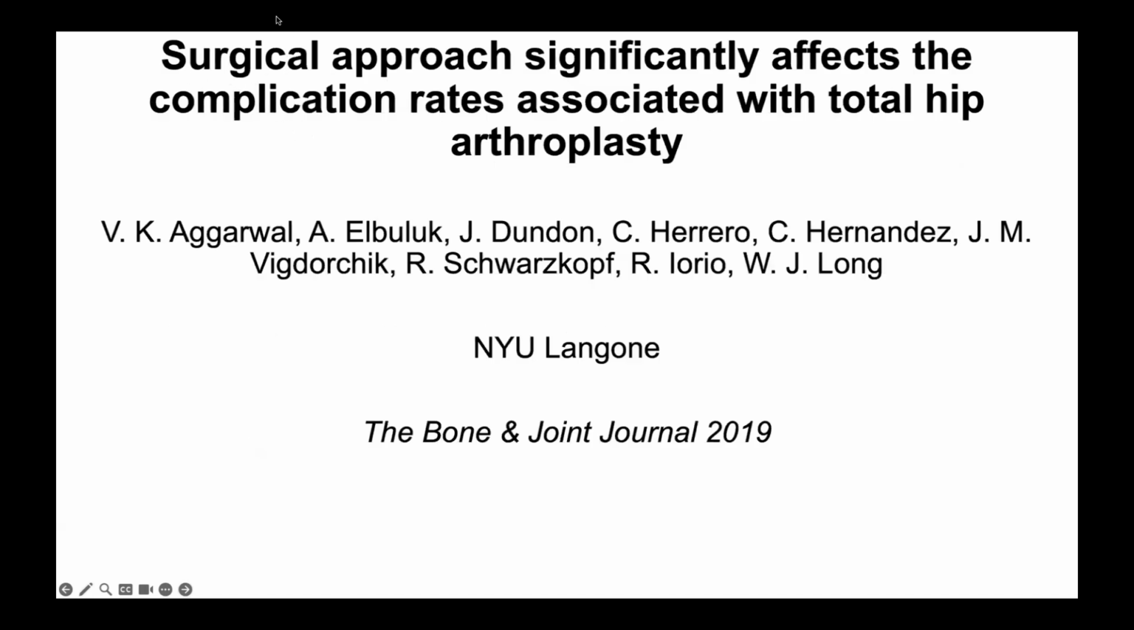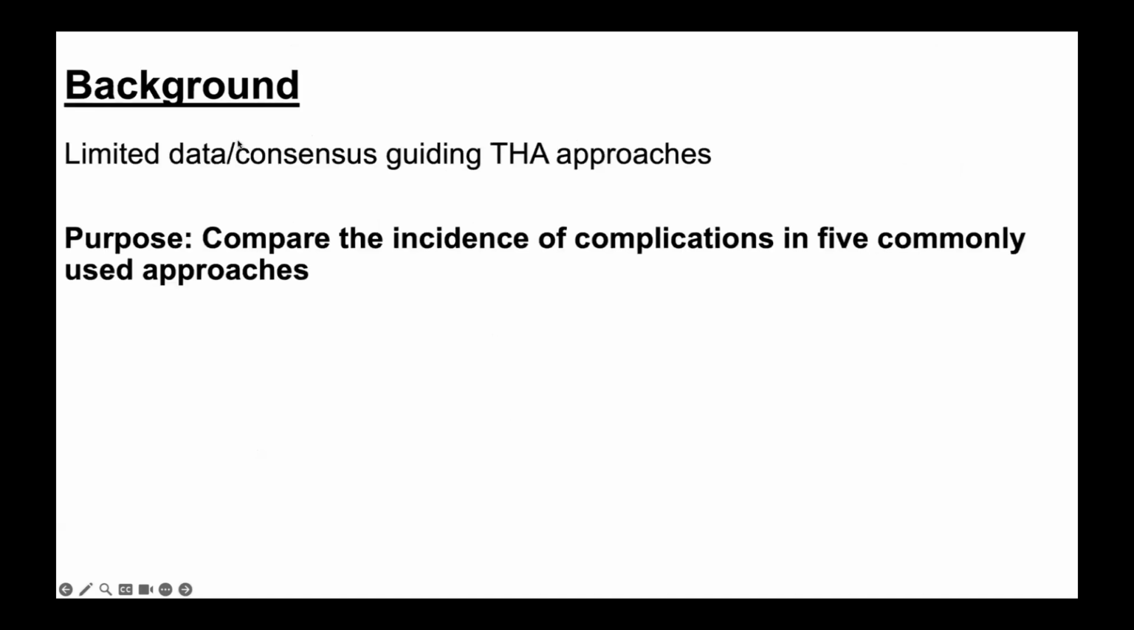This paper is titled "Surgical Approach Significantly Affects the Complication Rates Associated with Total Hip Arthroplasty." It was written by Agarwal at NYU and published in the Bone and Joint Journal in 2019. Up to this point, studies had reported pros and cons of different approaches, but there was still no consensus on the best approach, as we were just discussing.